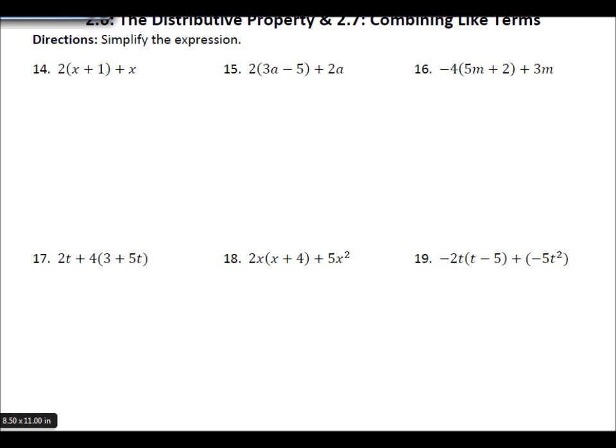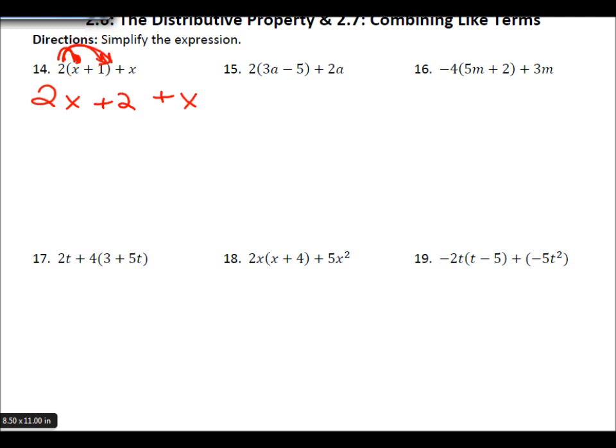The expression. So we need to combine like terms. However, in order to combine like terms, we have to get rid of parentheses first. So we get rid of parentheses by distributing. And remember from before, distributing means to take the number on the outside times each number on the inside. So for number 14, 2 times x is 2x, and 2 times 1 is positive 2.